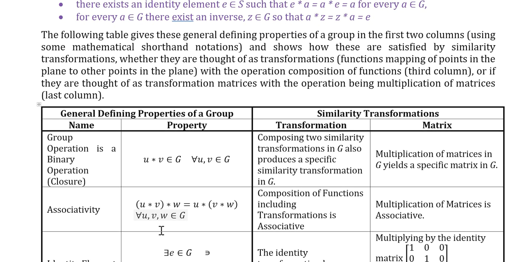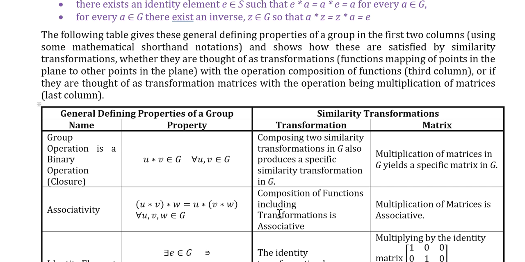Okay. And again, this upside down A is for every U, V, and W. That version of an epsilon is an element of G. So what this means over here is this composition of functions is associative. Composition of functions in general is associative. We proved that before. And so transformations, including similarity transformations and isometries, are all going to be associative functions under composition.